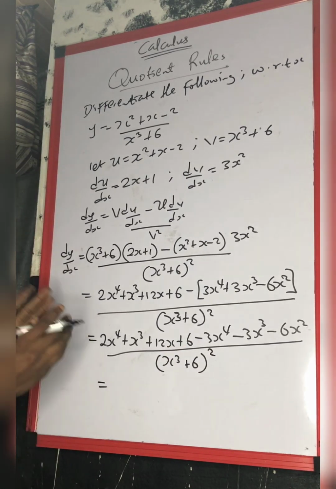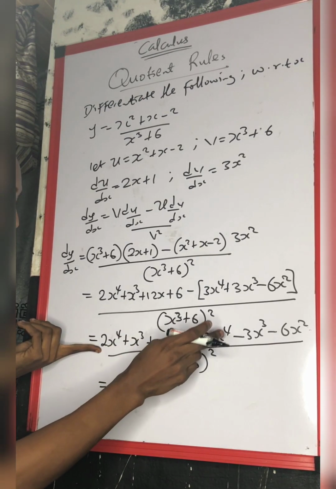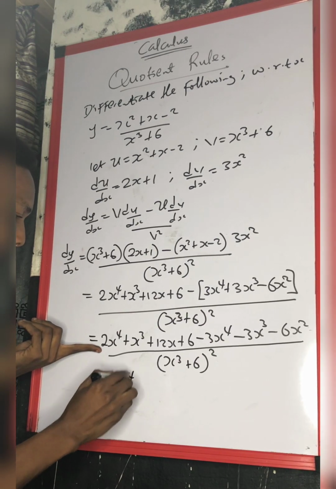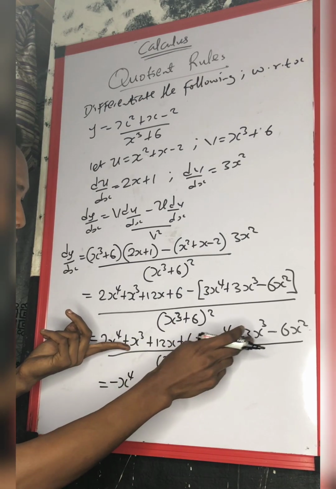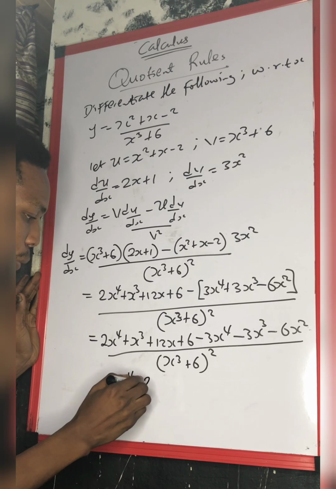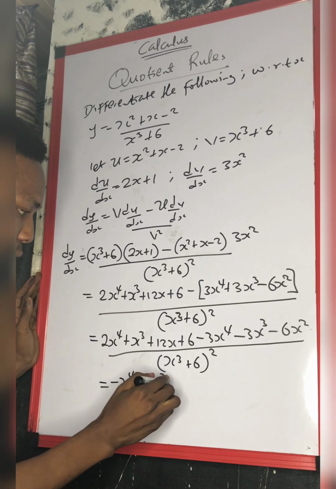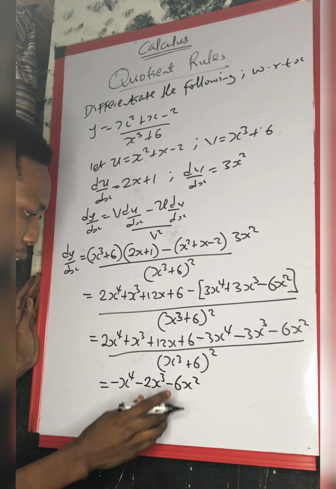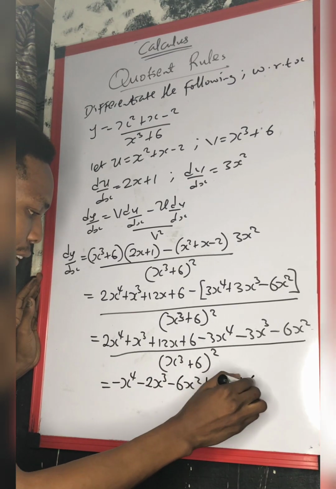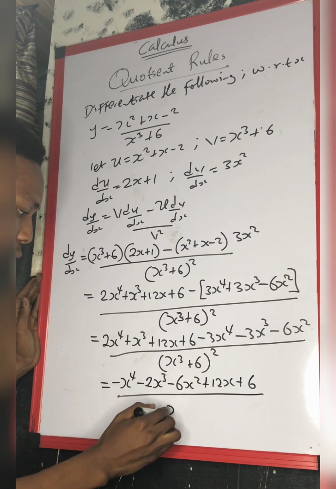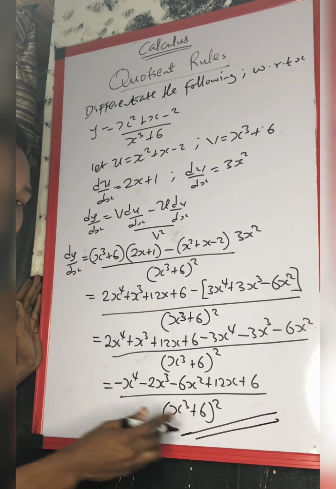So this time we collect like terms based on power. We have x^4: 2x^4 minus 3x^4 is minus x^4. Then move to x cubed: x cubed minus 3x cubed is minus 2x cubed. Then move to x squared: minus 6x squared. Then plus 12x plus 6. All over the denominator, (x cubed + 6) raised to power 2. So that is our answer.